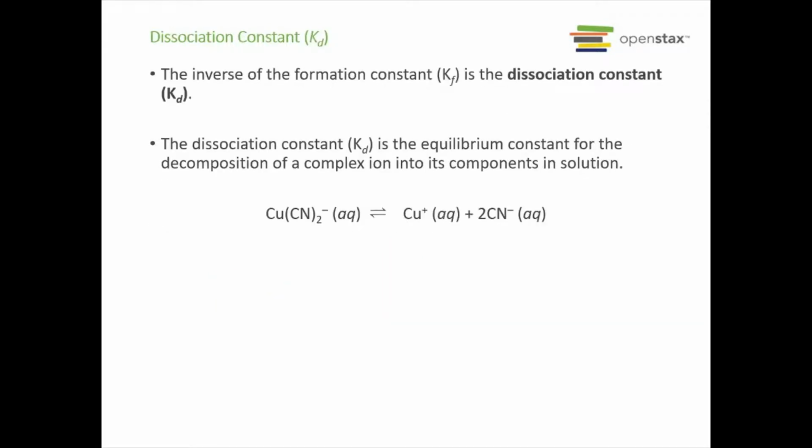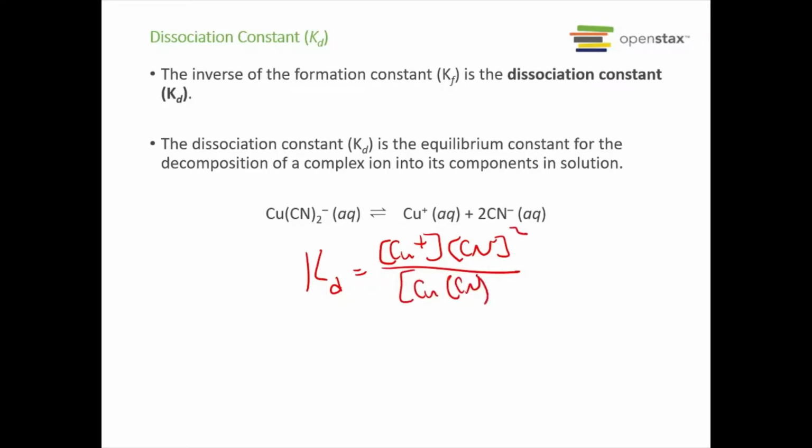The inverse of the formation constant is the dissociation constant. So formation versus dissociation. It is literally 1 over Kf. So it is the equilibrium constant for the decomposition of a complex ion into its components. In this case, Kd is Cu+ times CN- squared over Cu(CN)2-. So it's 1 over Kf. It's the inverse.